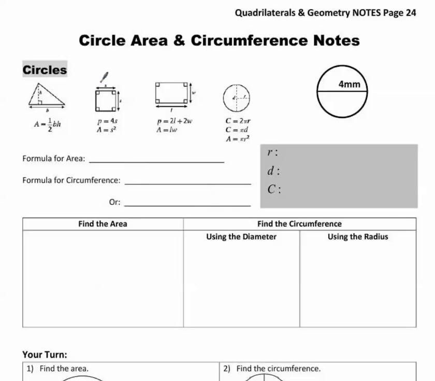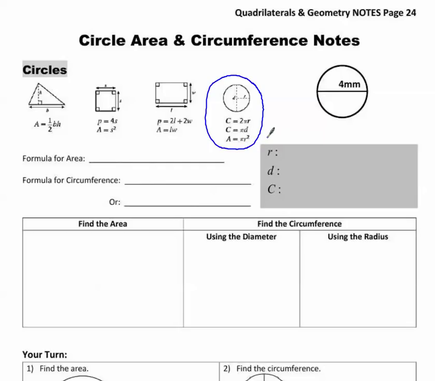In this video, we're going to be going over area and circumference of circles. So if you look at your formula sheet, you can see the formula for a circle, and I'm going to circle it on here. And let's first talk about the formula for area. So if you look on your formula sheet, it has A equals pi r squared.